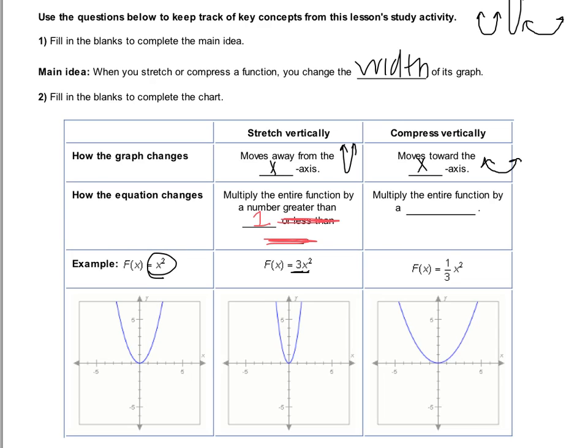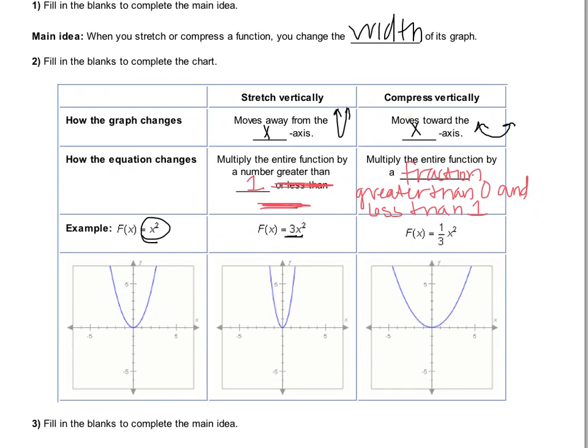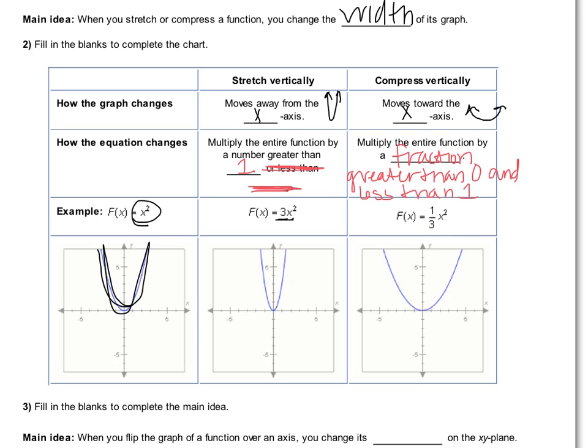If you want to get something that's compressed vertically, that's something that's wider, then you want to multiply the entire function by a fraction that is greater than 0 and less than 1. So something between 0 and 1. So the example they use here is 1/3. So if you'll notice, compared to this x squared here, it's on our left, here's x squared. Well, when you did 1/3 x squared, this function became significantly wider. So what it did is it compressed it, it shrunk it, so it's making it a fatter graph.